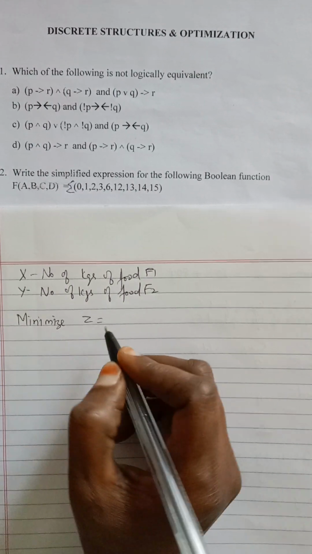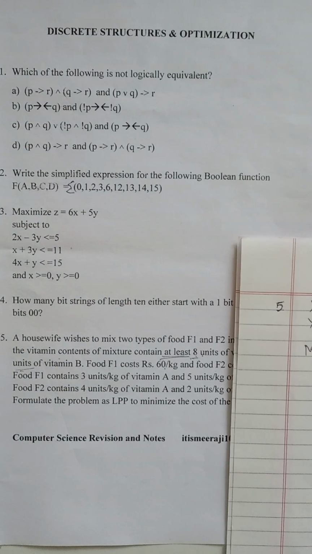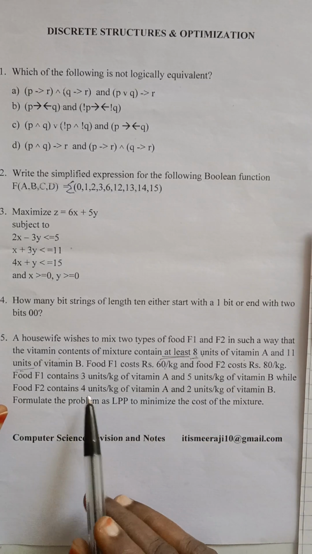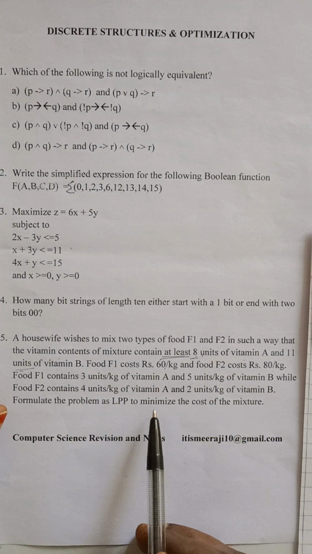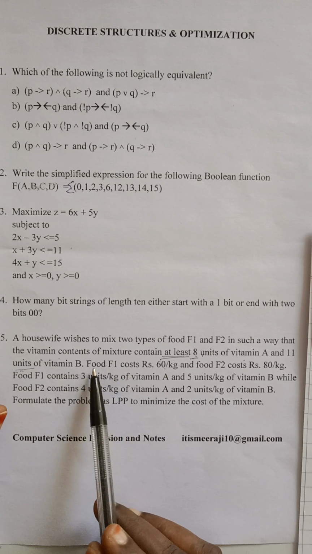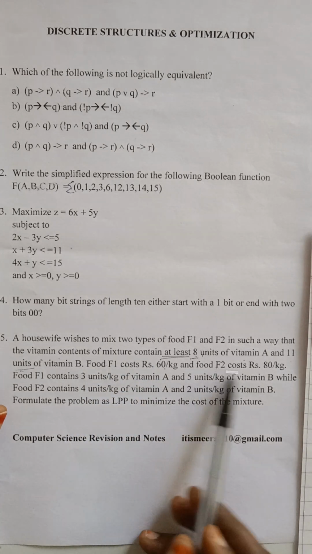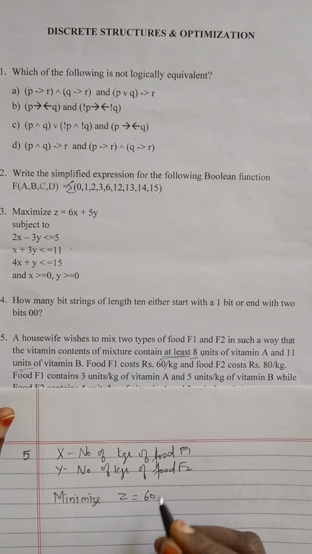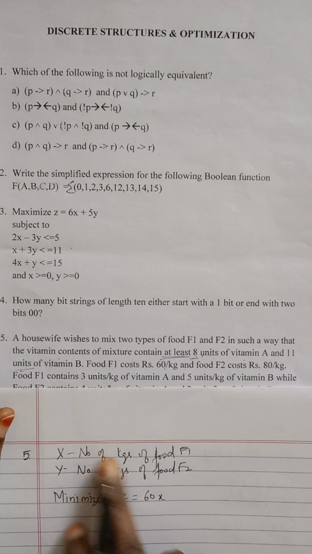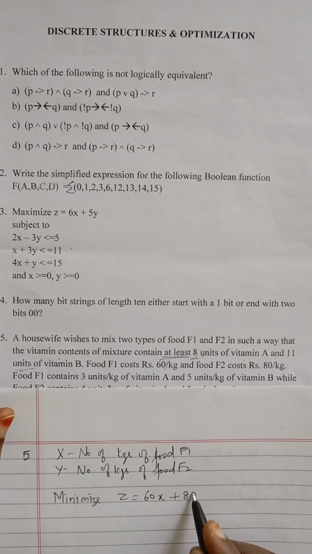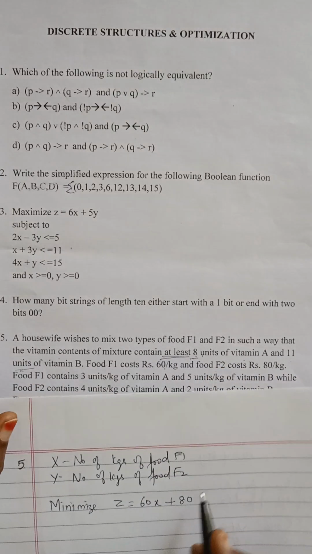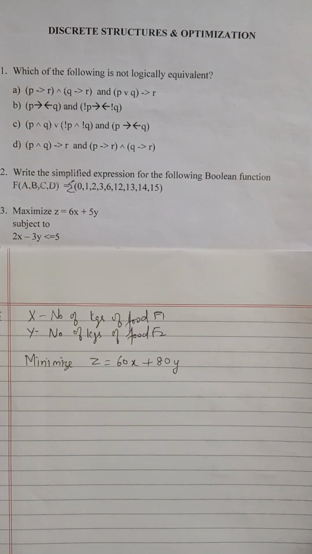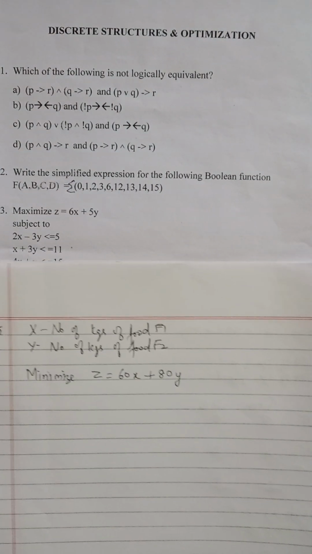let's say z equal to, so we have taken x kg of F1 and y kg of F2. So then the objective function would be like food F1 costs 60 per kg and food F2 costs 80 per kg. So z will be equal to 60 into x, because you are taking x kgs of food F1. So 60x plus 80 of food F2, so 80y. So this is the objective function, that is z is equal to 60x plus 80y, which is the objective function. Next we need to write the constraints.